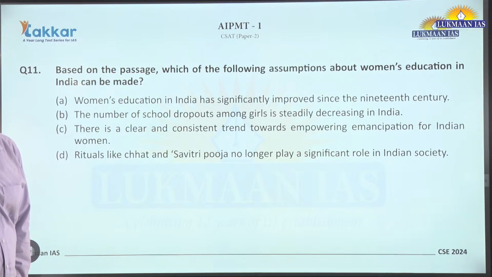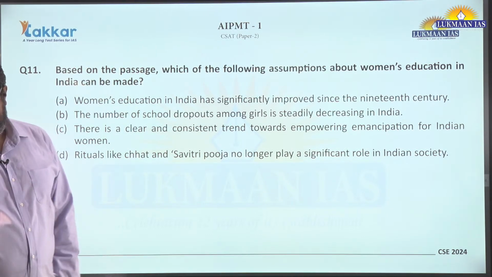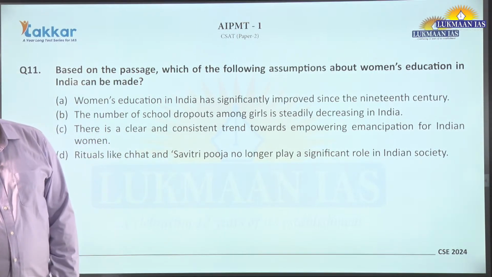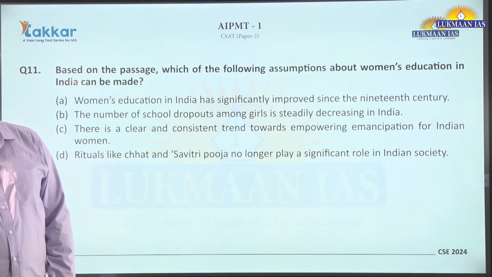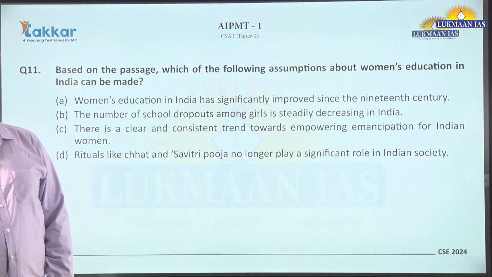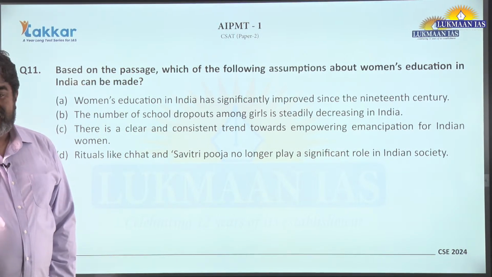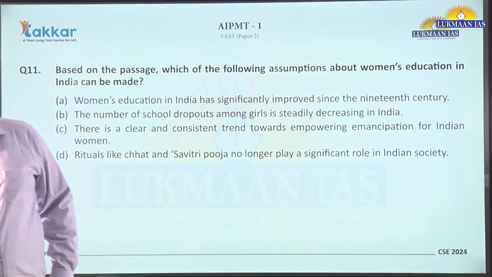Option B. The number of school dropouts among girls is steadily decreasing in India. So the passage states that the number of school dropouts among girls has remained unflinching. Yes, sir, unflinching. So again option B is wrong. What did you mark? B. Okay, unflinching, isn't it?